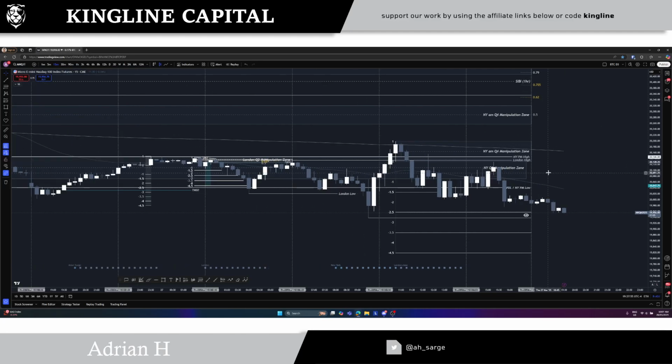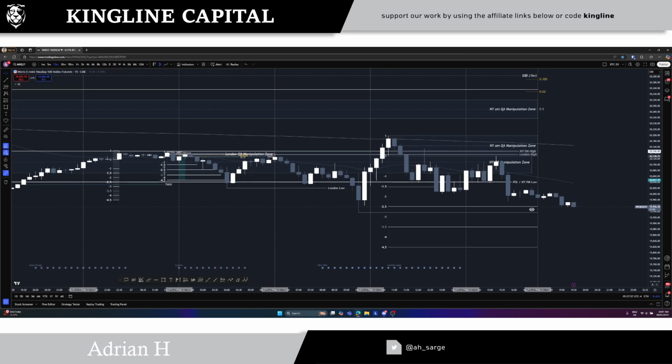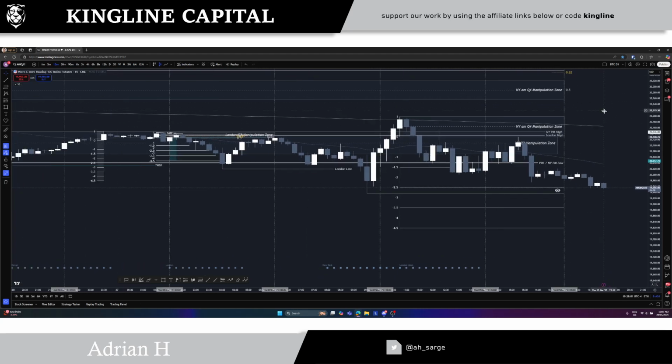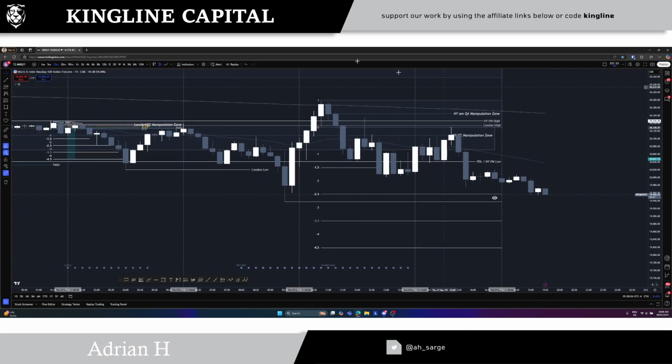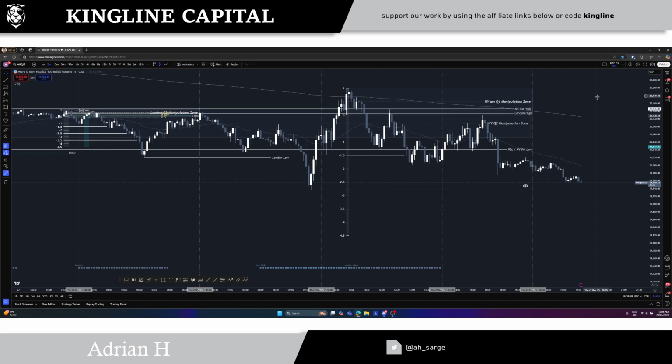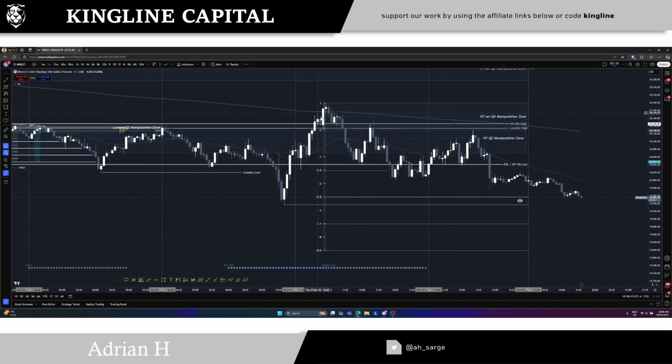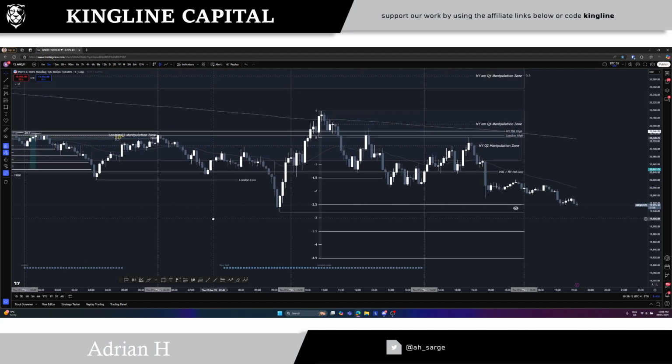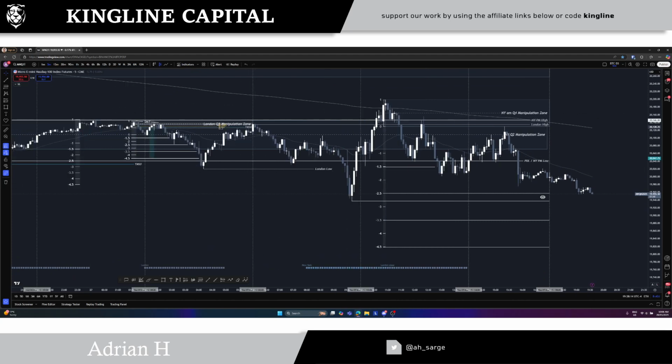Let's have a quick look at the current price action first, and then we'll jump into the higher time frame review. Let's drop into the 5 minute. So we're in this move here from New York AM. Let me pop our quarters on.